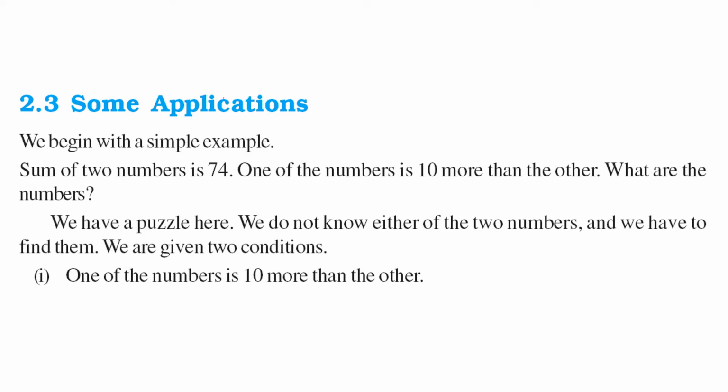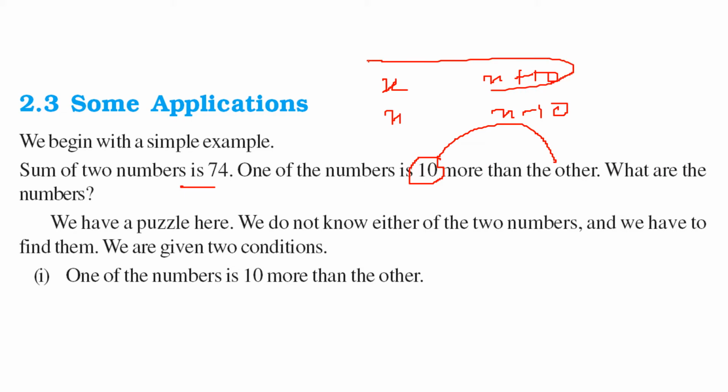So there are certain applications when we deal with linear equations in one variable. Let me give you an example. We have the sum of two numbers as 74. One is 10 more than the other. So if one is x, the other will be x plus 10. Or you can say one is x, the other can be x minus 10. Right? If one is x, the other has to be some value which is greater than 10. So 10 more than this will be a better idea to take. So what are the numbers?